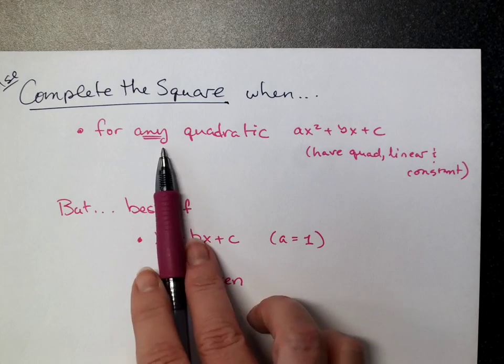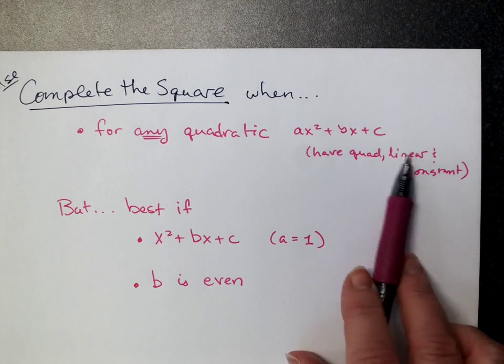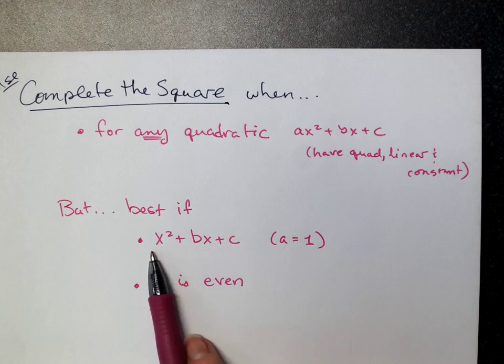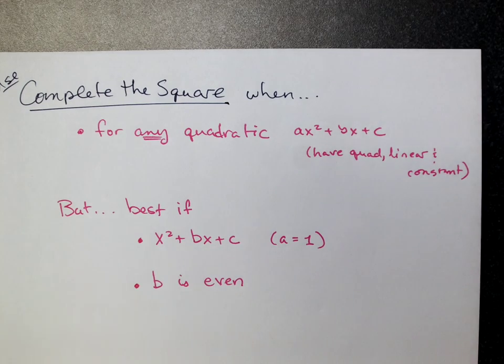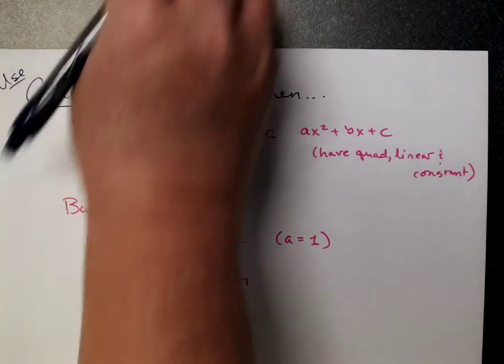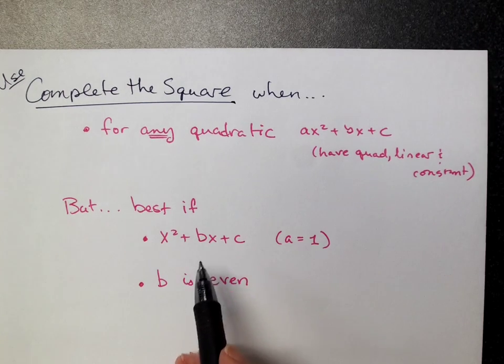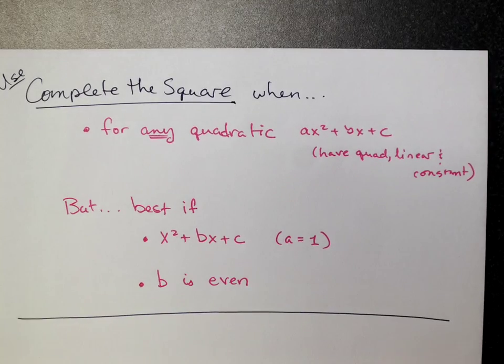So you can use it for anything that has the quadratic, linear, and constant. But it's best if you use it with a equal 1 with an even b. Okay? So I'm going to give you ones and tell you complete the square on these, and they will have these qualities. But moving forward in the future, when you're deciding, oh, which method do I use, that's how you want to determine if it's the best method. Okay?